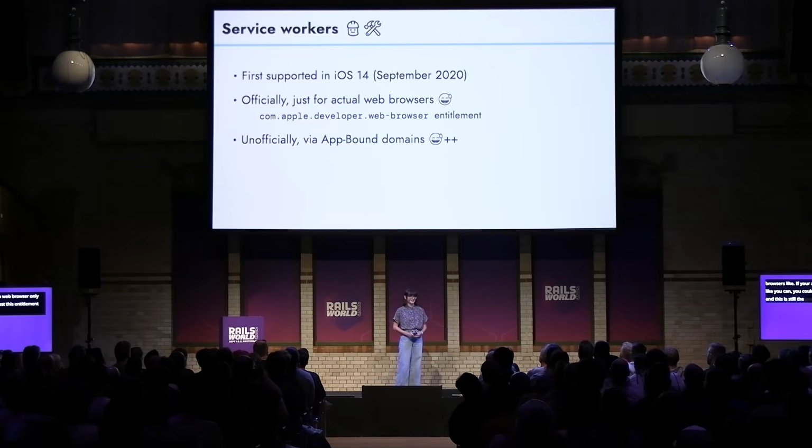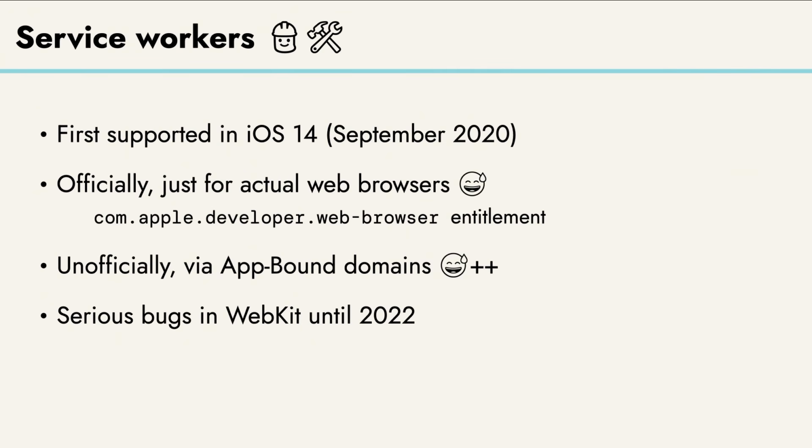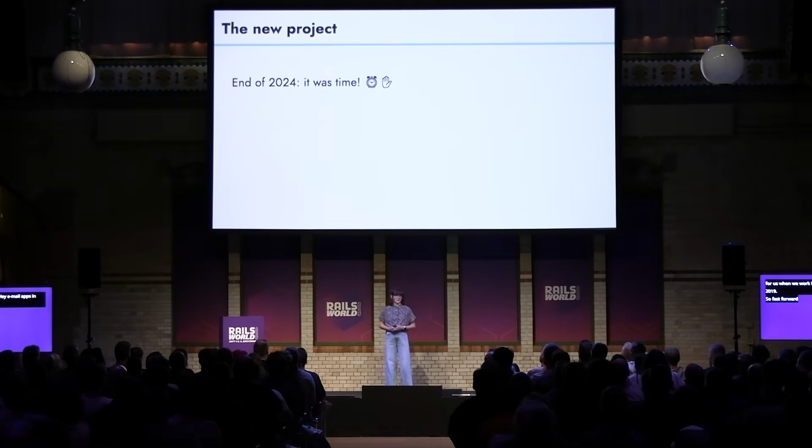This is a funny thing, this is still the case, but they are unofficially supported in other apps that are not web browsers, thanks to a feature called app-bound domains. And still, even with that unofficial support, the WebKit implementation for service workers still had quite serious bugs until 2022. So this wasn't an option for us when we worked on the Hey email apps in 2019. So fast forward to the end of last year, this was already stable, so it was time.